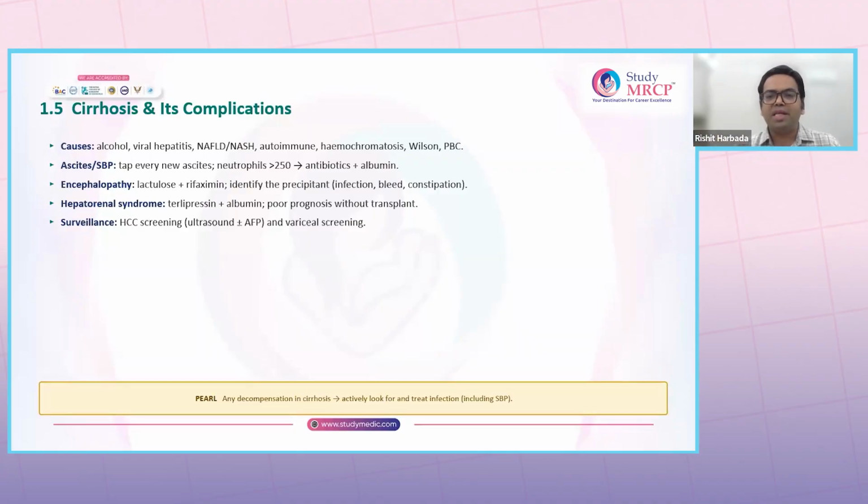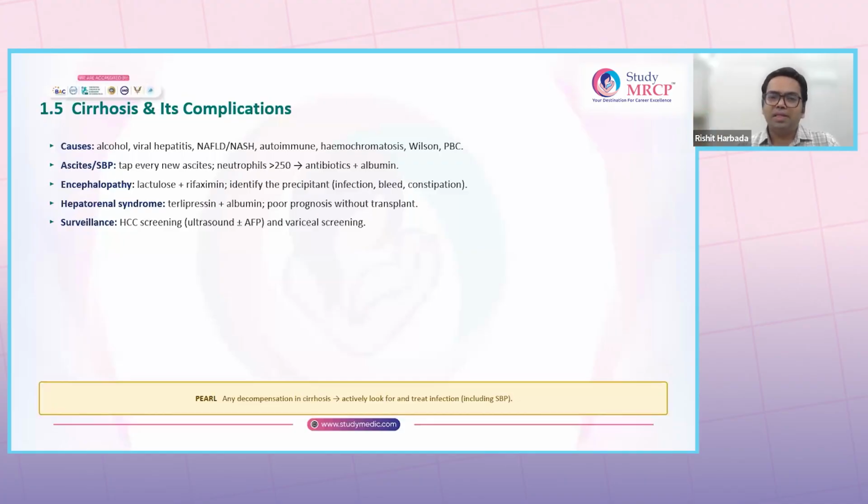So if the patient presents with cirrhosis, the definition is that there is distortion of liver architecture, along with hepatic fibrosis and regenerative nodules. And we all know that the causes of cirrhosis are very common. The most common are two. One is alcoholic cirrhosis, and second is non-alcoholic steatohepatitis, which is going to cause NASH or non-alcoholic fatty liver disease. Other rare causes are viral hepatitis, usually B and C.